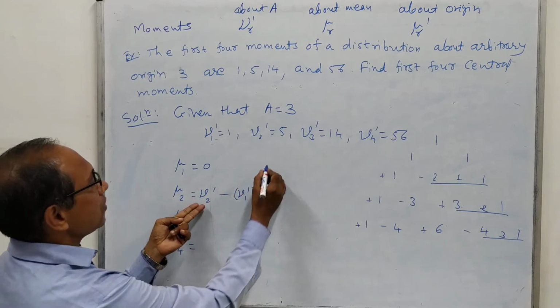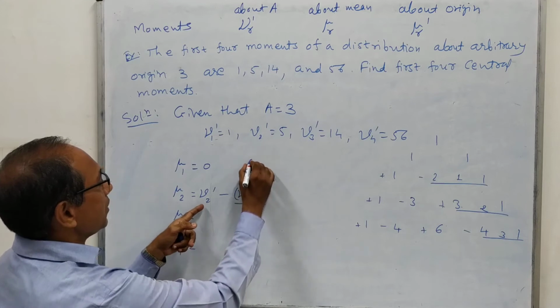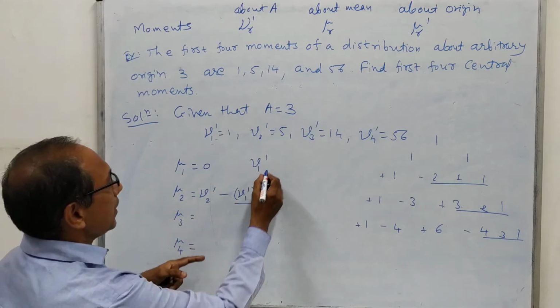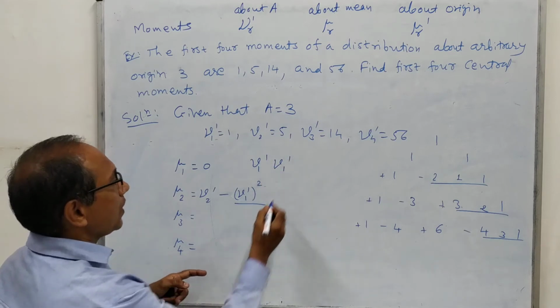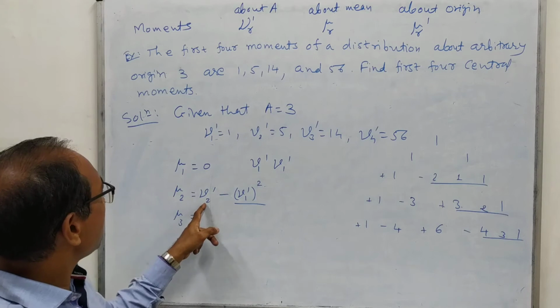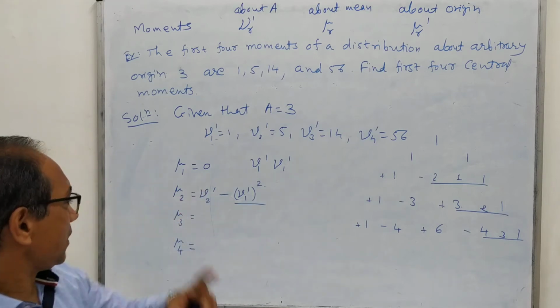Or else we can also find out this same thing in this way. The power of this is decreasing. Mu 2 dash, then mu 1 dash. Then 1 mu 1 dash will come. Because the power of this mu 1 dash is increasing and the subscript of this one is decreasing.